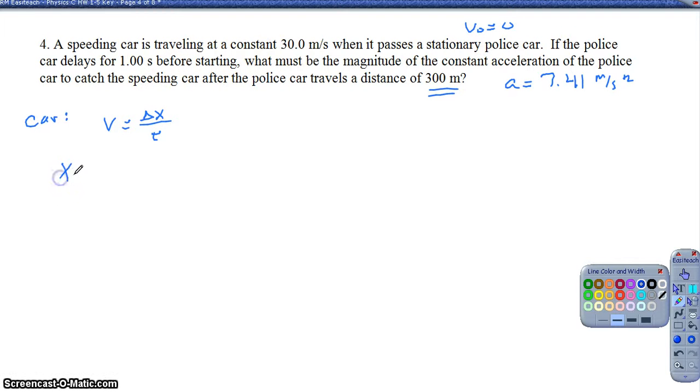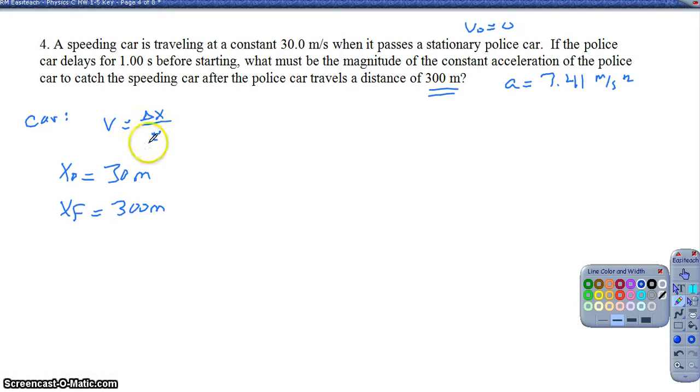And so you do need to think about the initial position of the car when the police car starts to accelerate. The initial position of the car is 30 meters, because it's 30 meters per second times that 1 second. So it's 30 meters that it has a head start. Other than that though, this one's actually a shade easier, because I know that the final position of the car is 300 meters from where the police car was. So the car starts 30 meters ahead, and then the police car catches up to him at 300.